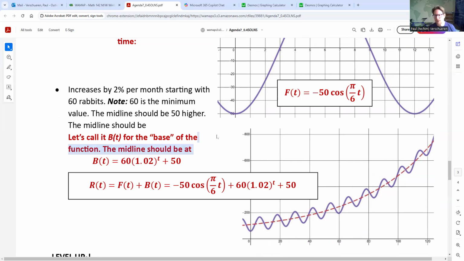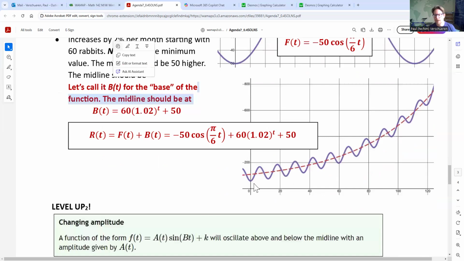So then I've also included this graph that does a little bit more of a job showing that midline. There's our start at 60 rabbits, and the midline started at 110 and then increasing exponentially over time, and having this nice yearly fluctuation based on the time of year in every cycle. All right.